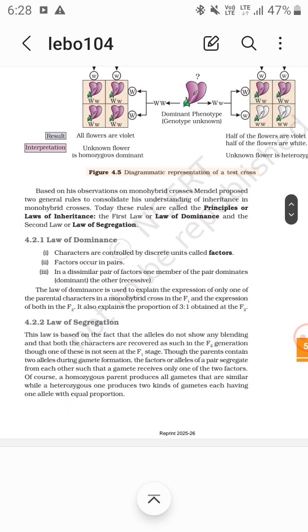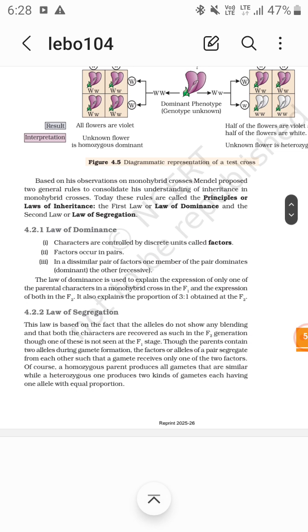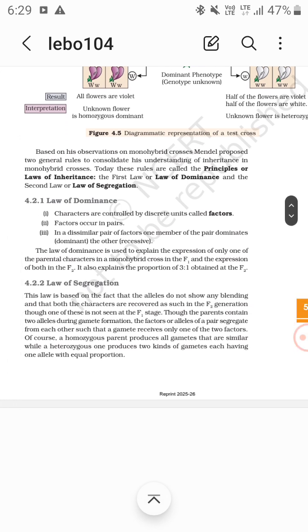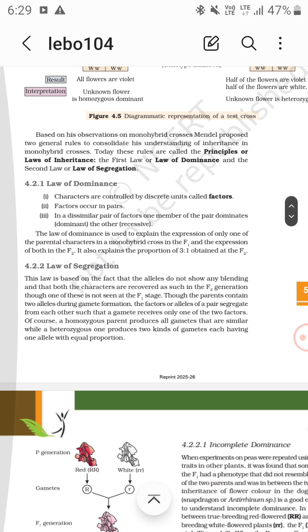Based on his observation on monohybrid crosses, Mendel proposed two general rules to consolidate his understanding of inheritance in monohybrid crosses. Today these rules are called the principles or laws of inheritance: the first law or law of dominance, and the second law or law of segregation.